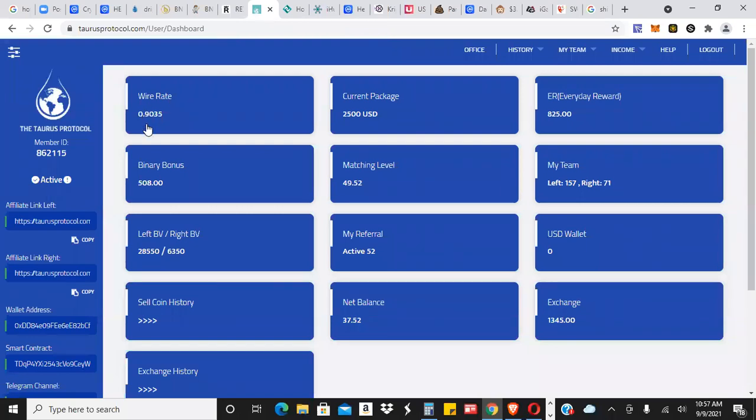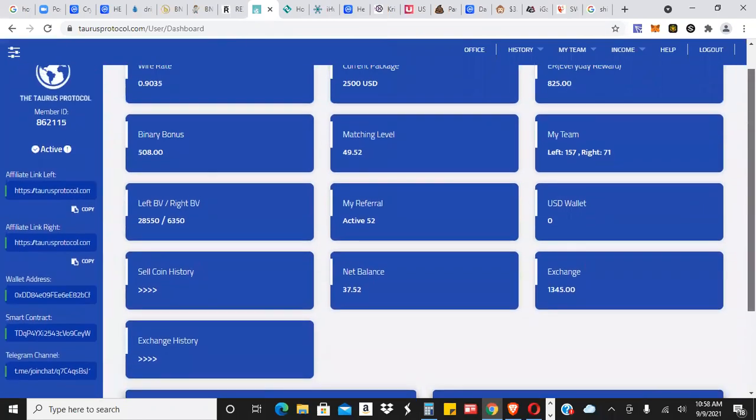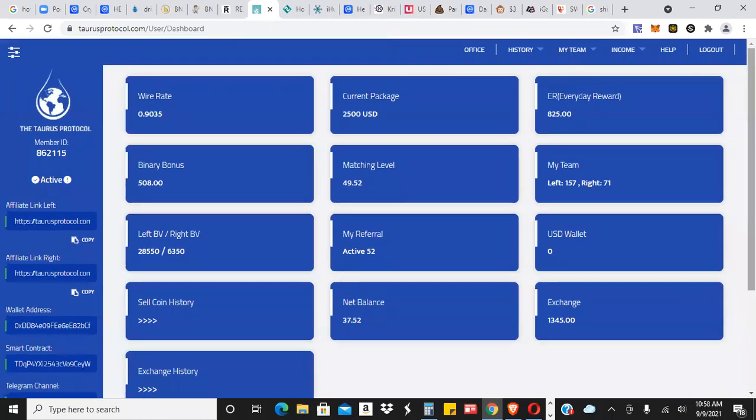Taurus Protocol, you can see here the price of the wire token is over 90 cents now. So price is steadily increasing. So that's good news. This platform does work well. I've never had any issues. You take your earnings, you purchase wire token with it. If you want to sell it for BNB, you certainly can. You just click down here, sell your wire token and sell it straight away for BNB. Yeah, so that's pretty much it with Taurus Protocol.